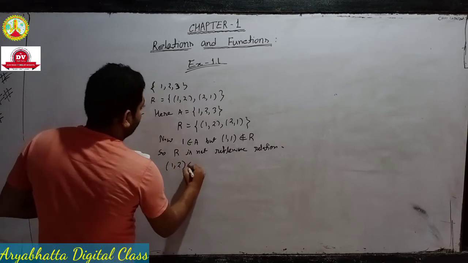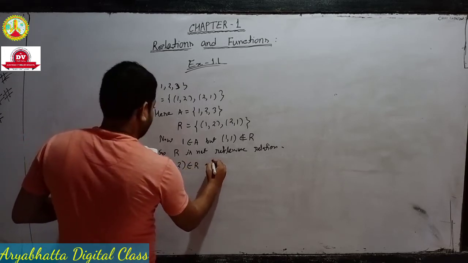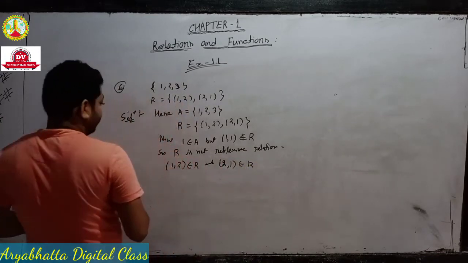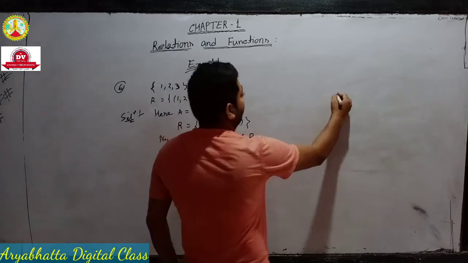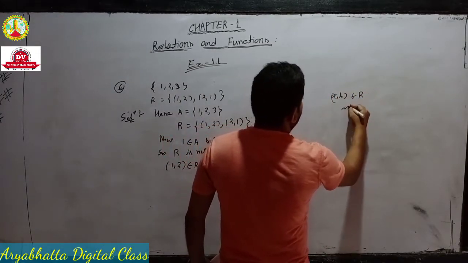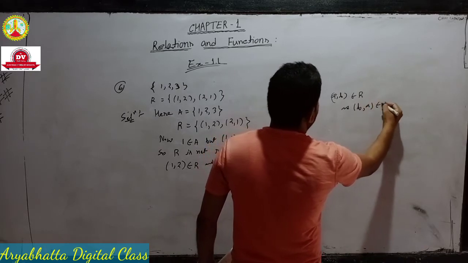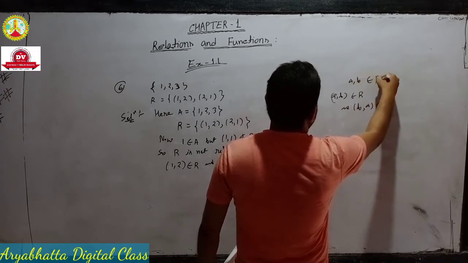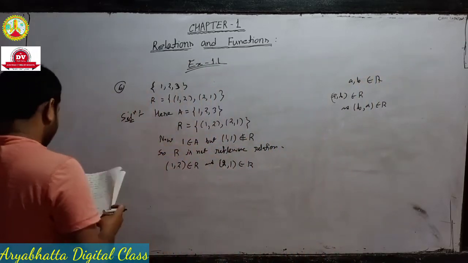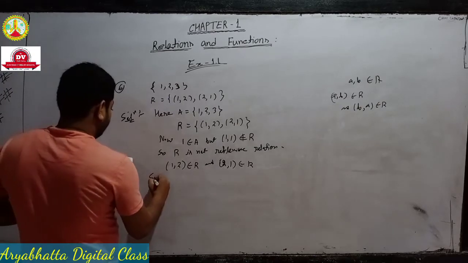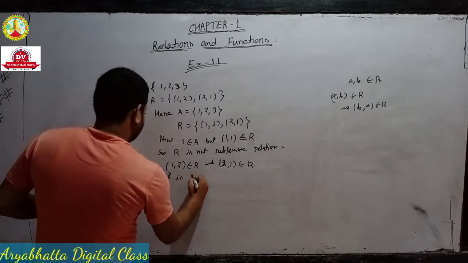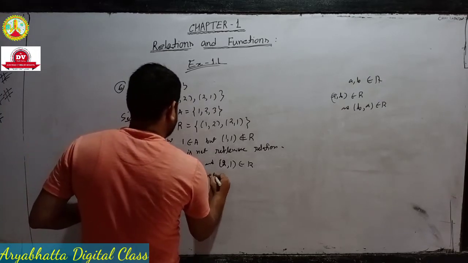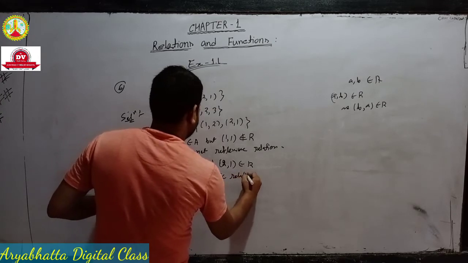(1,2) belongs to R and (2,1) belongs to R. Therefore R is a symmetric relation. We know that if (a,b) belongs to R and (b,a) belongs to R, then the relation is called a symmetric relation, where a, b belong to the set A. So R is a symmetric relation.